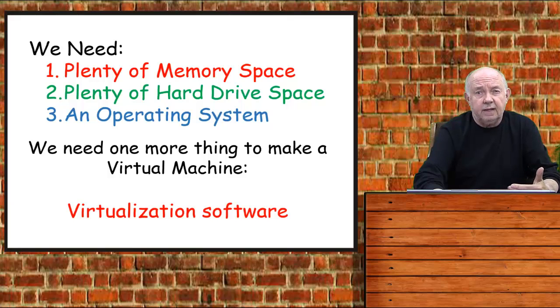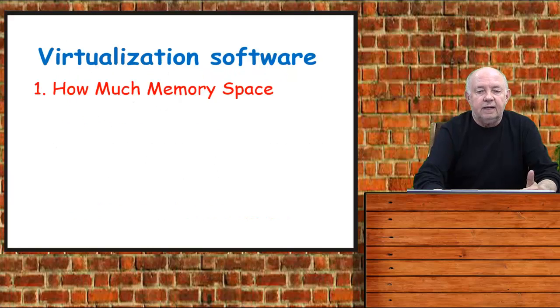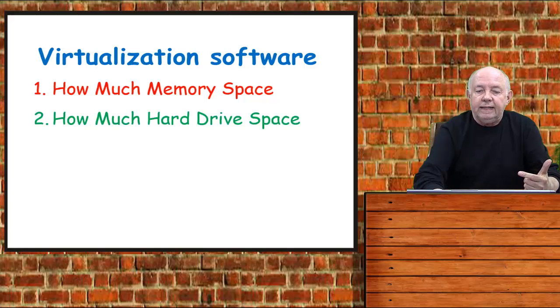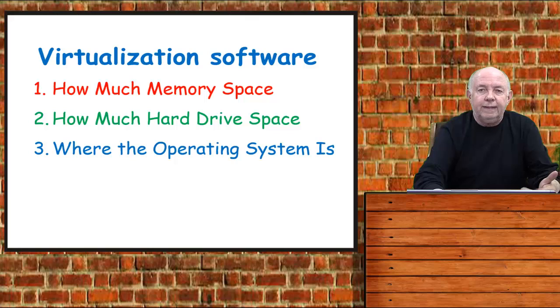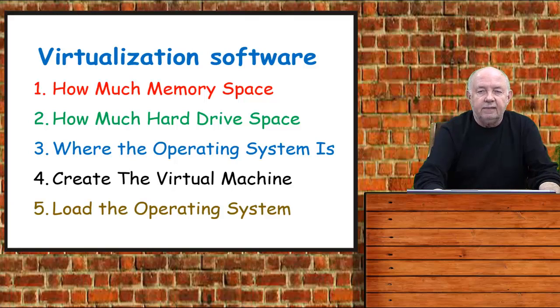That's what I'm going to be talking about in the rest of this video, three different types of virtualization software. There are probably 15 or 20 out there, and they all work basically the same way. That's what I'm going to show you today. With virtualization software, we need to tell it how much memory space we want, we need to tell it how much hard drive space, we need to tell it where the operating system is, and we need to tell it that we want to create that virtual machine, and then we actually need to load the operating system onto that virtual machine.